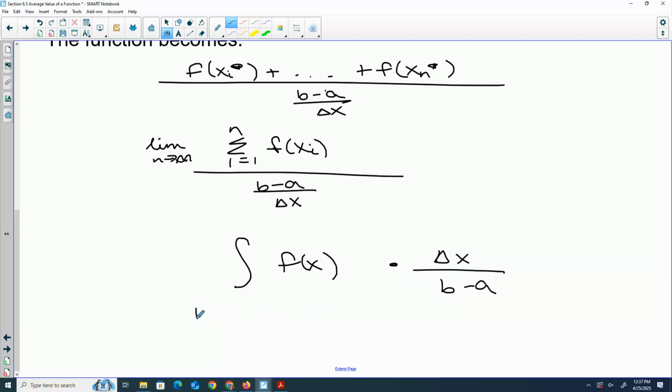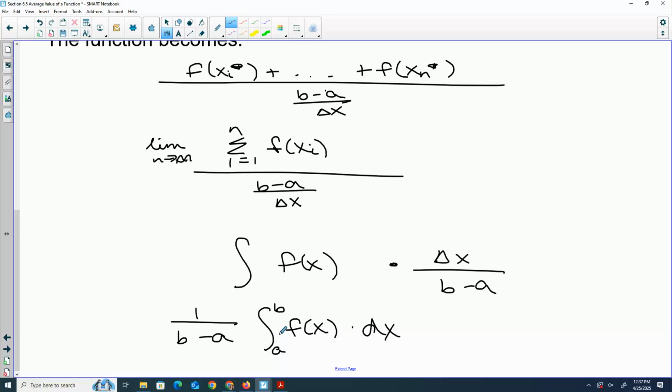Okay, so if I pulled out 1 over b minus a times the integral of f of x, that change in x is really the same thing as saying dx. So, ta-da, we just proved it. The average value from 2 points, starting at a, ending at b, is 1 over b minus a times the integral over the interval.